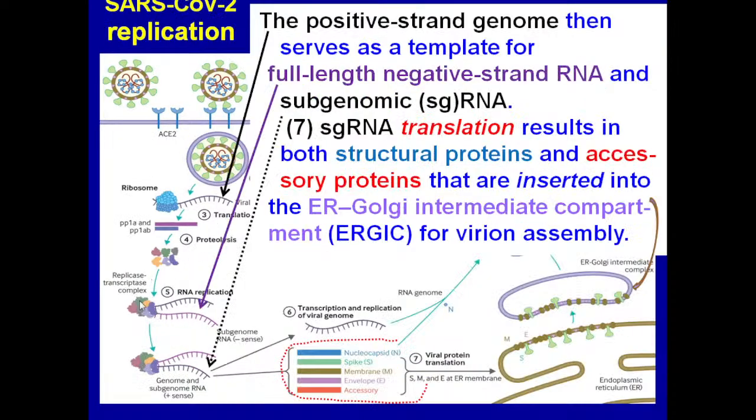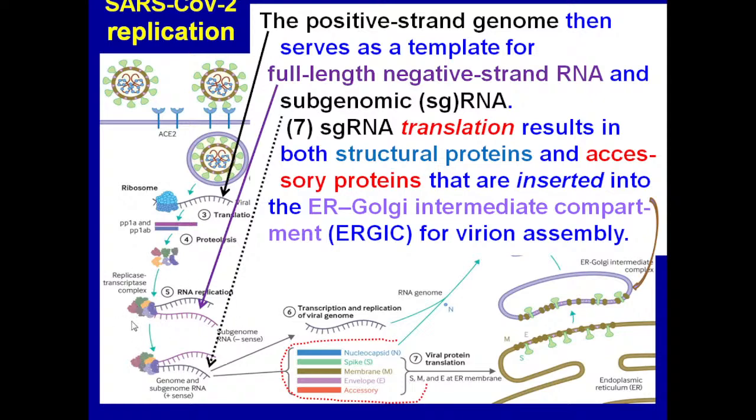Then what happens? How the replication happens. The positive strand genome, this is still genomic RNA. It is used as a template for full-length negative sense RNAs that act as subgenomic RNAs. And then some genomic RNA will serve for translation. Do you see here that just a very small piece of genome is translated by now?